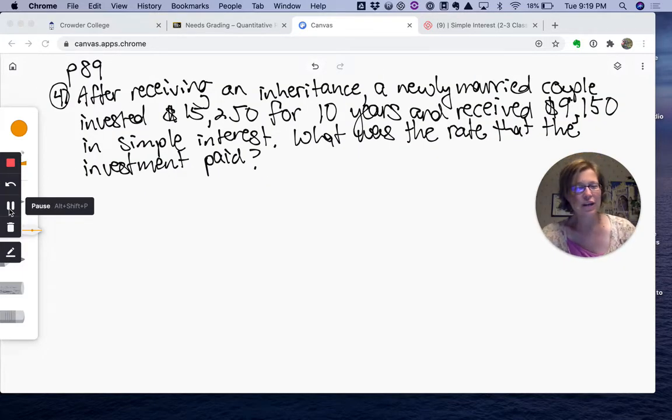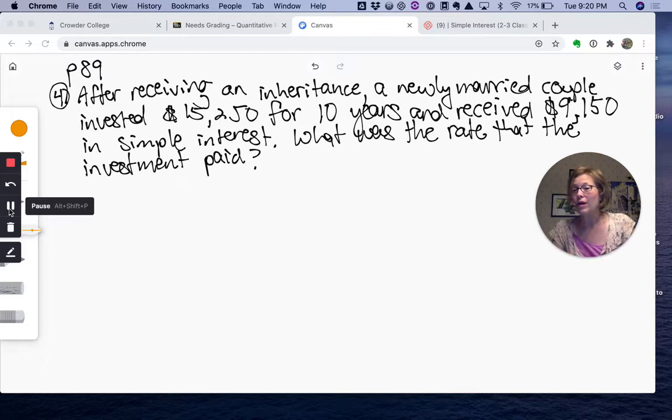Okay, we're moving on to the next page, 89, number 4. We've got a couple that invested a certain amount of money, $15,250 for 10 years, and they got $9,150 in simple interest. What was the rate that the investment paid? So let's try one more time. Go through and identify what all of the things are that you know. What are the pieces that you have? And after you've identified the pieces that you have, and then the one piece that you're looking for, you'll want to look for an equation that's got all of those pieces.